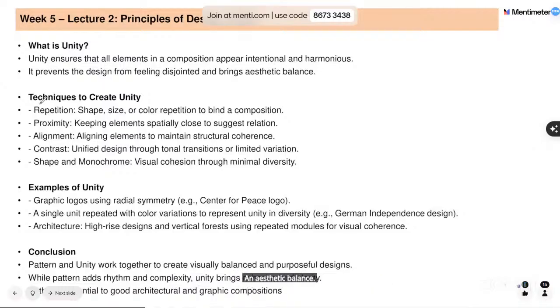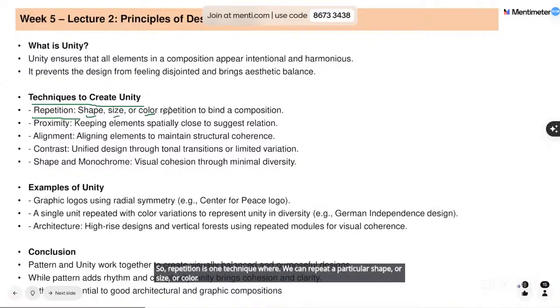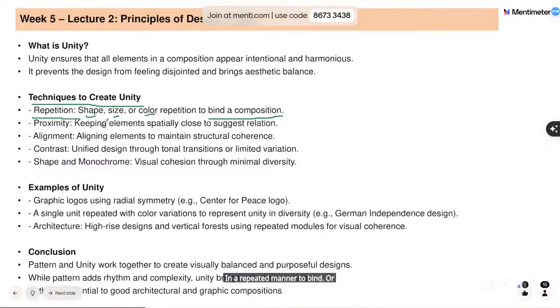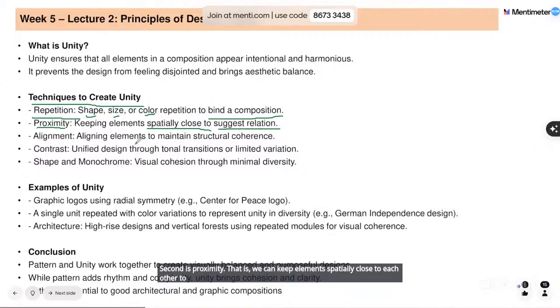We also saw what are the various techniques to create unity. So repetition is one technique where we can repeat a particular shape or size or color in a repeated manner to bind or keep a composition unified. Second is proximity. That is, we can keep elements spatially close to each other to suggest a relation. Then alignment. So aligning elements to maintain structural coherence.